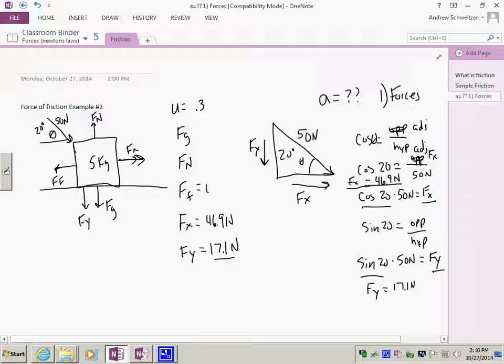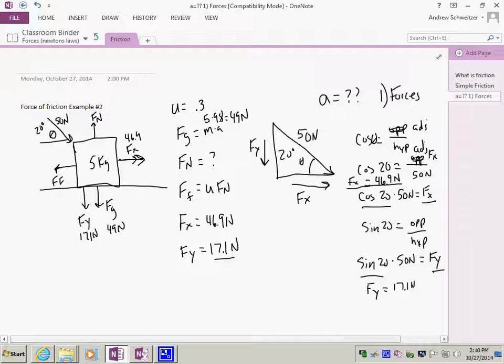The force of friction is the coefficient of friction times the force normal. And in this case, we will calculate this out in a moment. Force of gravity is mass times acceleration. In this case, the mass being 5 kilograms times the acceleration of gravity, 9.8. So 5 times 9.8 equals 49 newtons. So this is going to be 49 newtons. This is 17.1 newtons. This is going to be 46.9 newtons. Okay. Let's go to step number 2.